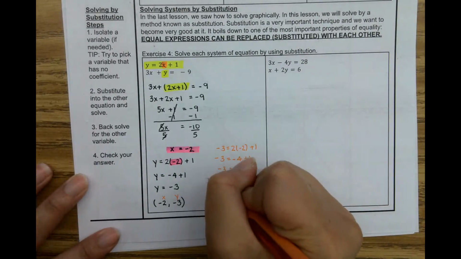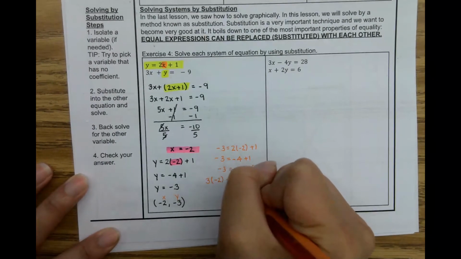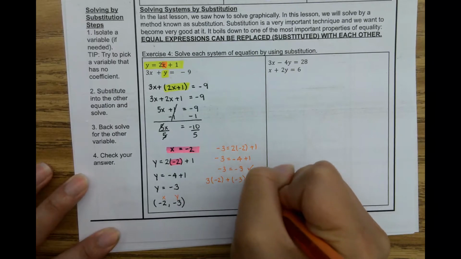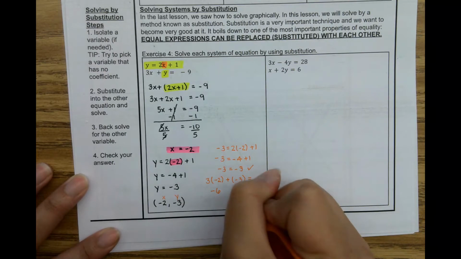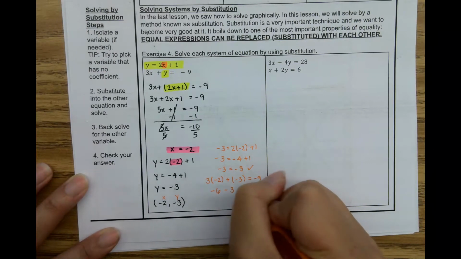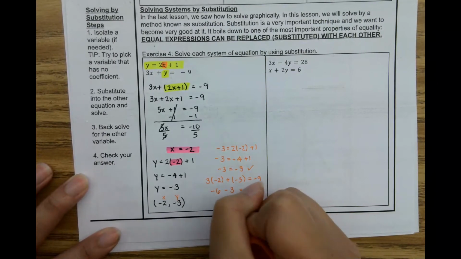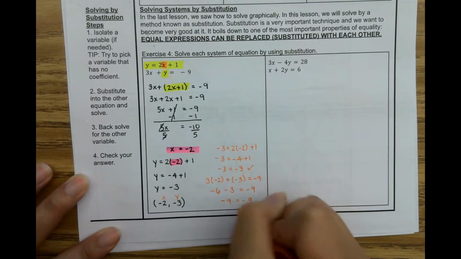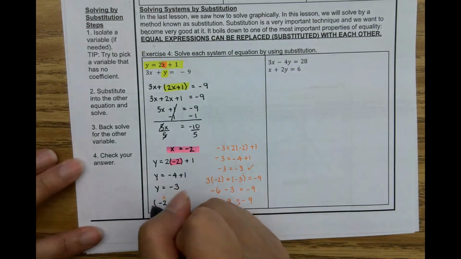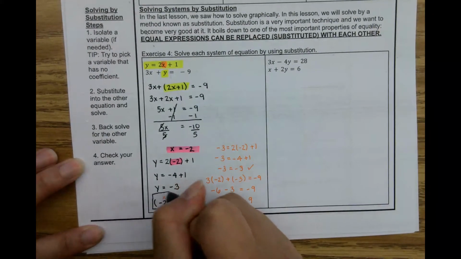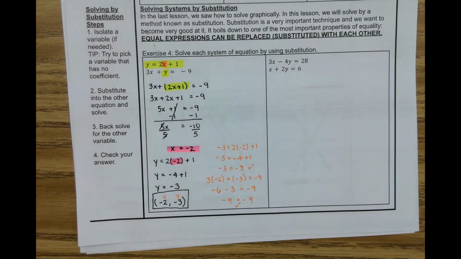So 3 times x is negative 2 plus negative 3 for y equals negative 9. 3 times negative 2 is negative 6. Plus a negative is the same thing as minus. Negative 6 minus 3 is negative 9. Does negative 9 equal negative 9? Yes, it does. And I can see here that it is true for both of my equations. So negative 2, negative 3 is my solution. And we write it as an ordered pair, as x comma y. So let's keep going.